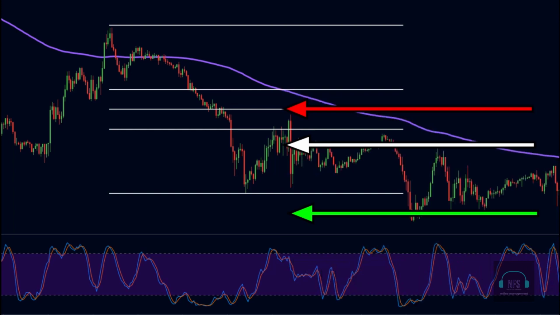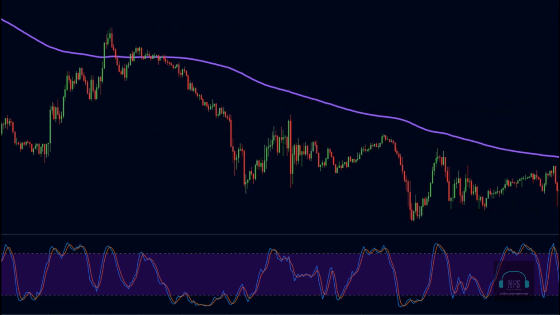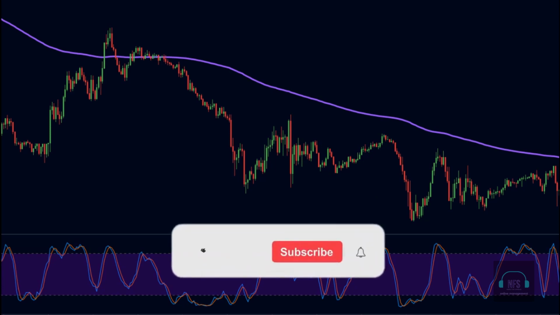As you can see, the price did come close to our stop loss here, but it immediately reversed and gave a strong down move. This brings us to the end of this video.